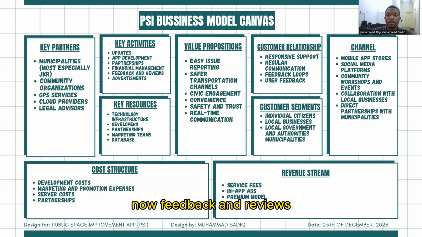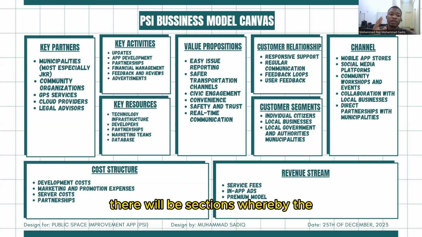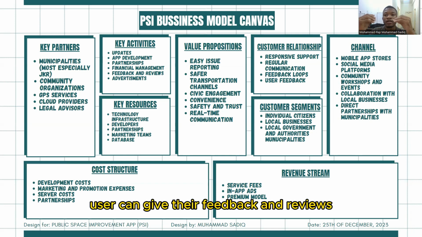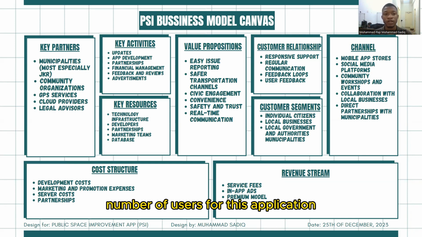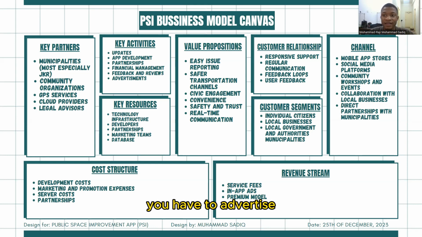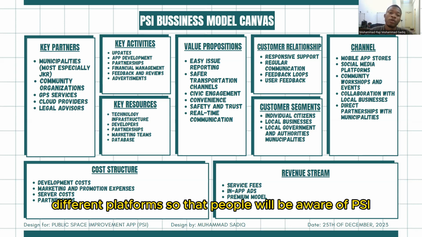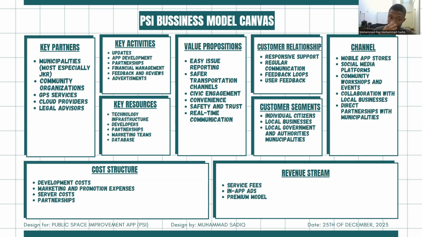Now feedback and reviews. According to the blueprint and the interface of the application, there will be sections whereby the user can give their feedback and reviews according to how their problem was resolved. And lastly is advertisements. Yes, in order to increase the number of users and the awareness of this application, we have to advertise the application through different platforms so that people will be aware of PSI, public space improvement. So next is key resources.